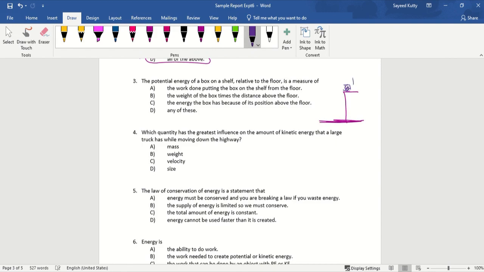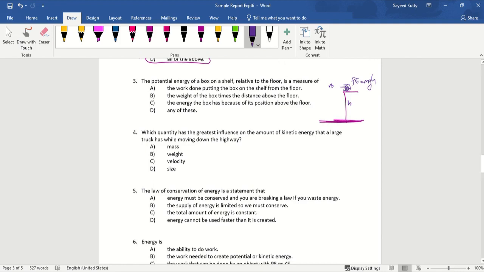The gravitational potential energy is mgh. If the mass is m and it is at a height h, the energy stored is the gravitational potential energy, and it is called mgh. Now let us read this question. The potential energy of a box on a shelf related to the floor is a measure of the work done putting the box on the shelf from the floor.